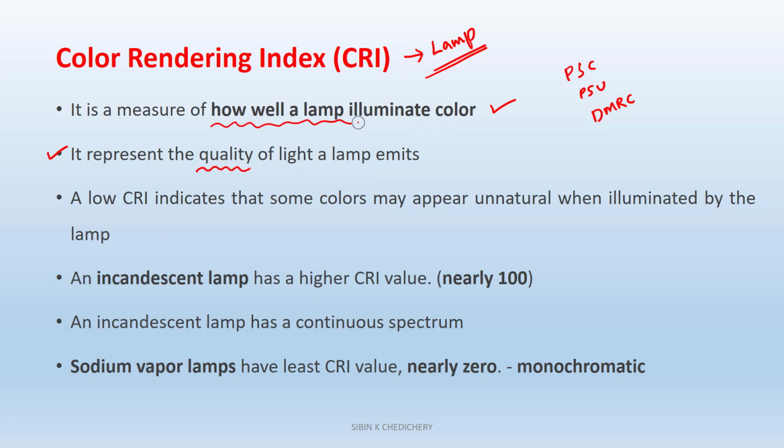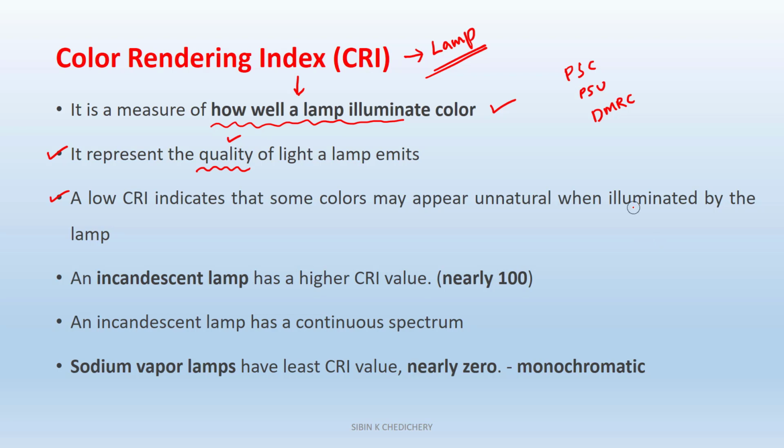How well a lamp illuminates a color, and the quality of light a lamp emits, because these words themselves are asked in competitive exams. So we have already mentioned that it is an index of a lamp and it denotes how well a lamp illuminates a color. That is, a lamp with a high CRI value will illuminate a color better than a lamp with a low CRI value. You got that, right? A low CRI indicates some colors may appear unnatural when illuminated by that lamp.